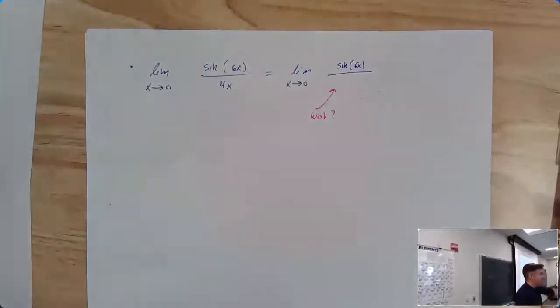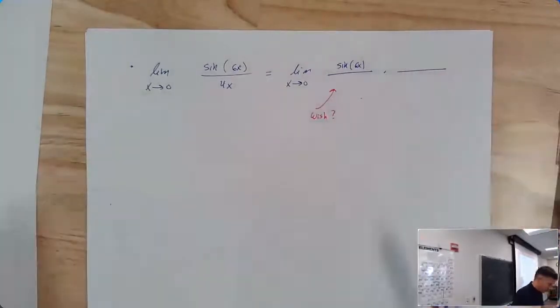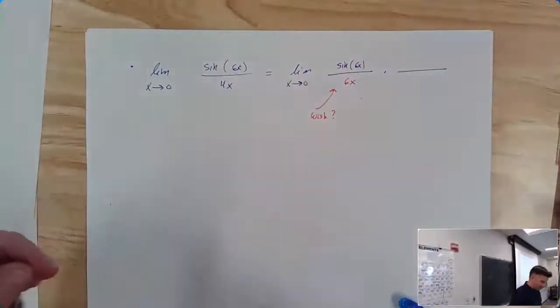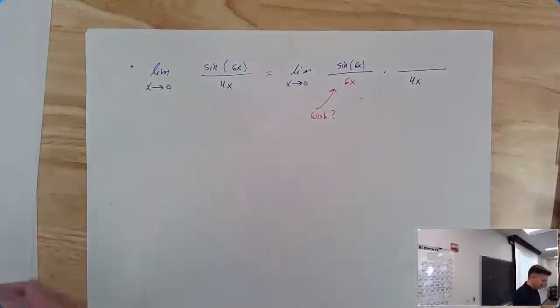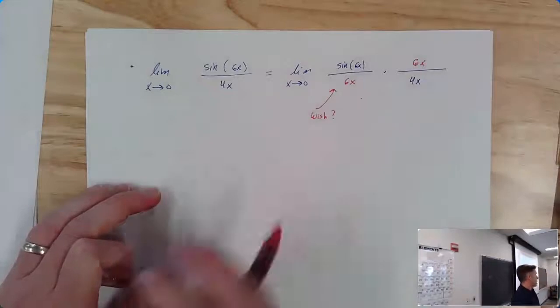Right, I wish I had 6x, because that would make it easy. Then the limit would just be 1. So what I'm going to do is say, well, I wish I had 6x right there. But I really don't. What I really have in the denominator was 4x. And what I really have in the numerator here is a 6x to cancel out the 6x that I wish I had in the bottom.